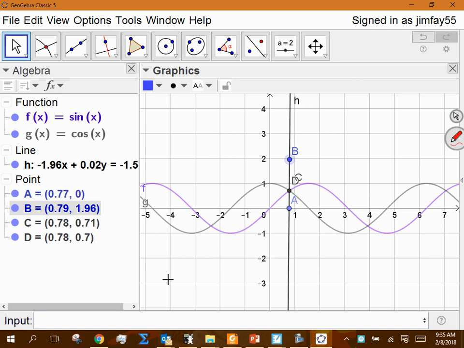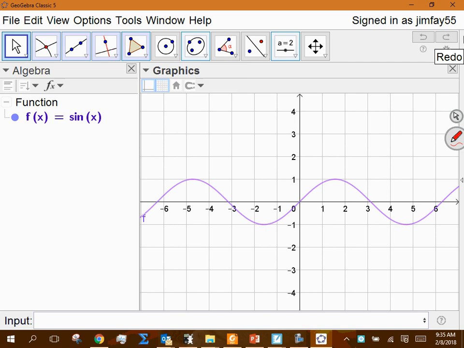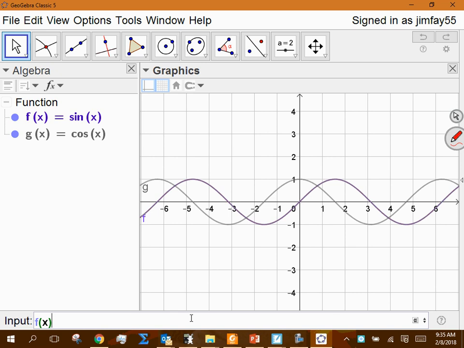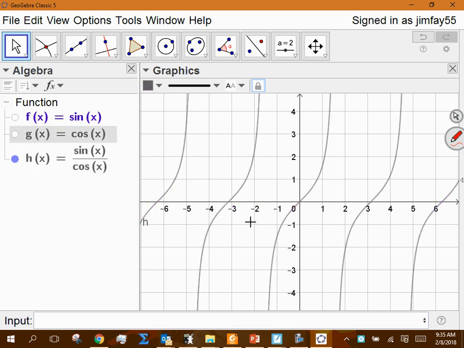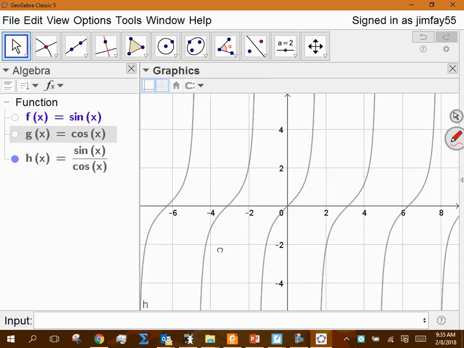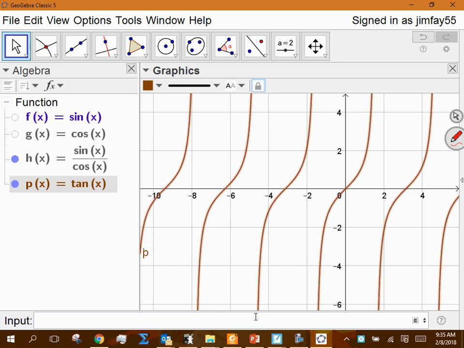So if I take the sine function, which is f of x, so those y values, and divide them by the y values from g of x, I end up with those values. Okay? So those values, those are your tangent curves. Okay? And even if I just use tangent of x and type that in, you see it go over the top of it, right? Okay?